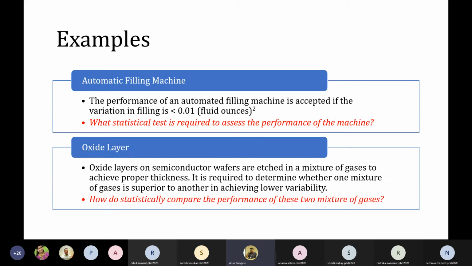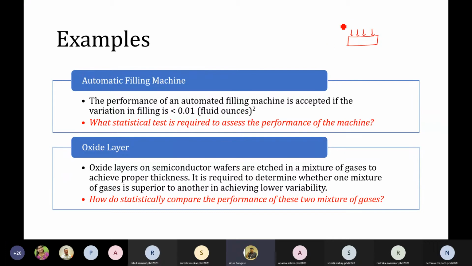And similarly, one more example is related to the oxide layer on semiconductor wafers. Semiconductors are manufactured in different varieties, right? N-type, P-type semiconductor, there is a junction. Let us not go into the details of that, but let us assume that we have some sample. I have a substrate, right? And I need to deposit some layer, some material, on this particular substrate.